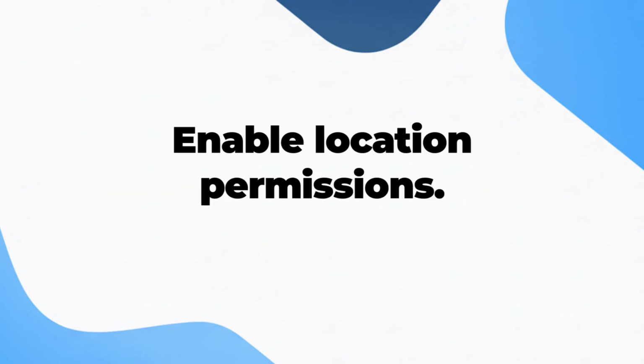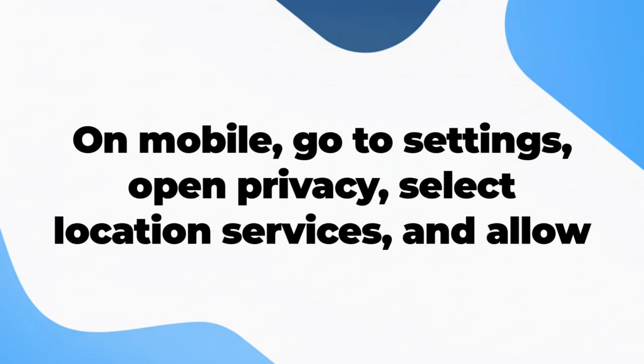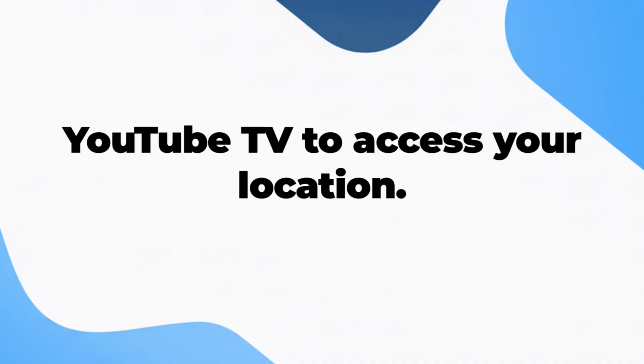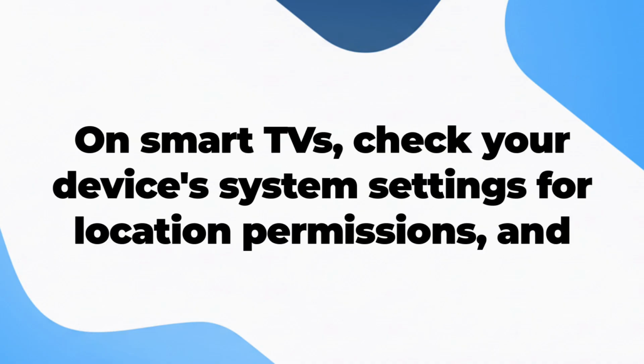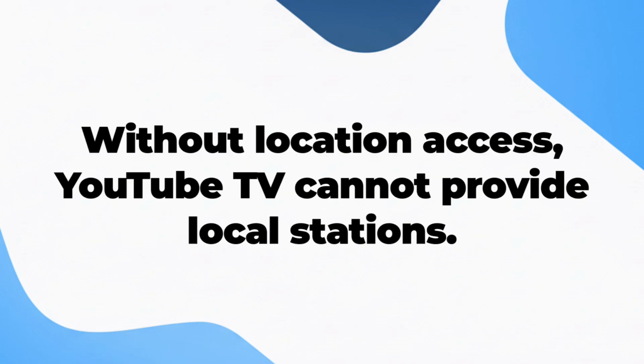Step 2. Enable location permissions. YouTube TV needs accurate location access to load local channels. On mobile, go to Settings, open Privacy, select Location Services, and allow YouTube TV to access your location. On smart TVs, check your device's system settings for location permissions and enable them for apps. Without location access, YouTube TV cannot provide local stations.